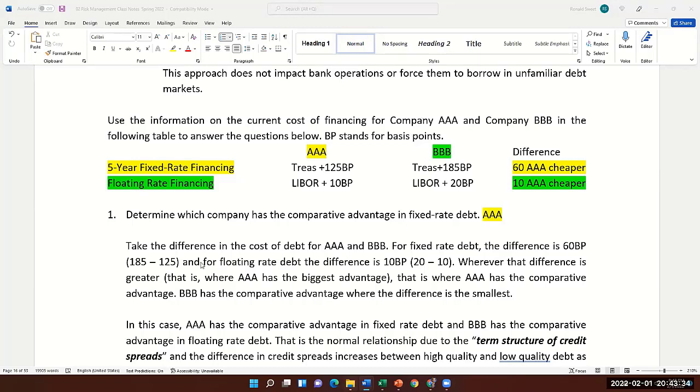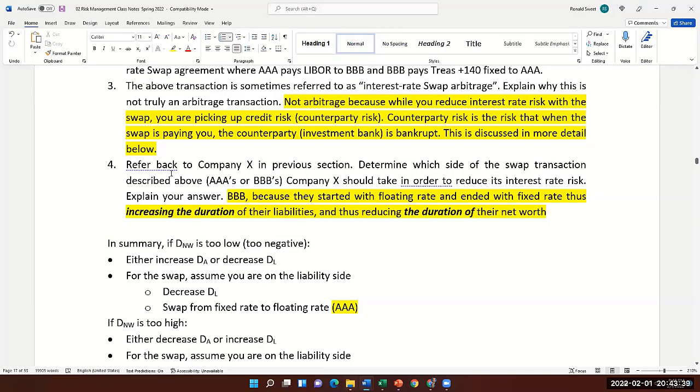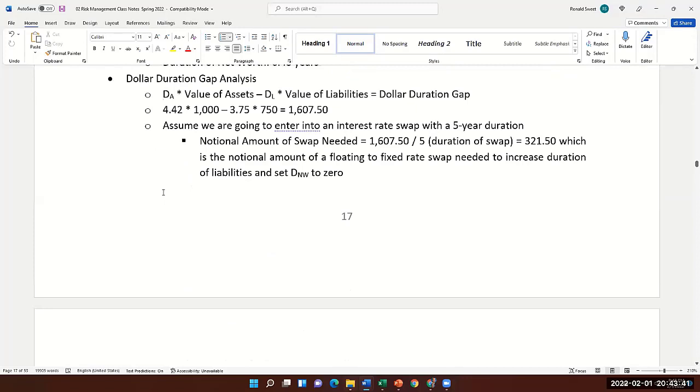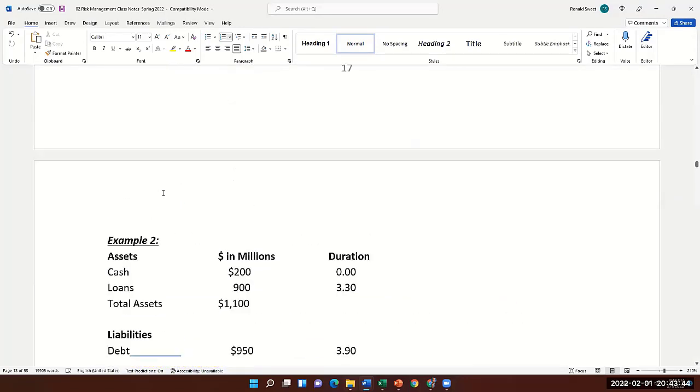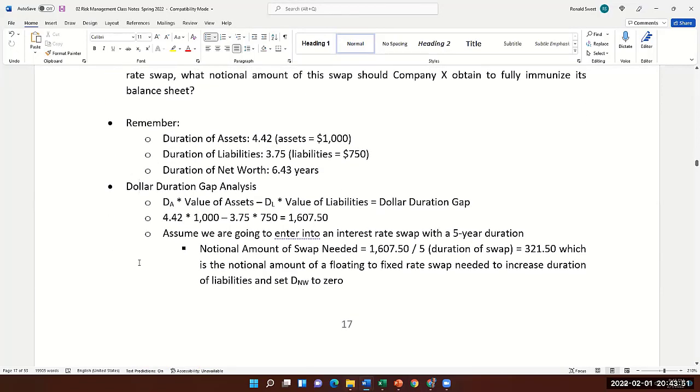All right, so Hector's asking about the dollar duration. The dollar duration comes at the very, very end, and I just tell you to use it. It's usually, the dollar duration gap is a problem that probably 90% of the class gets 100% on. So you're going to see as you do it a couple of times, but just know dollar duration gap analysis is simply saying, I want the duration of my net worth to be exactly 0. What swap should I enter? And that depends on what your dollar duration gap is and what the duration of the swap is. And you divide those out, and it tells you exactly what notional amount you need.